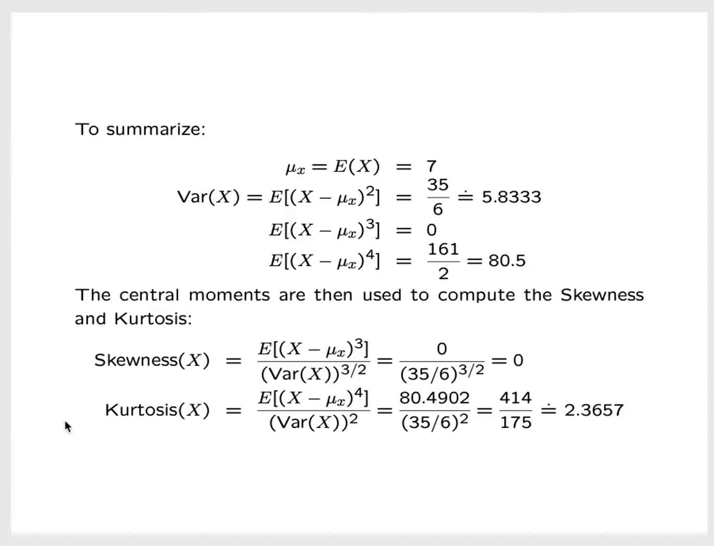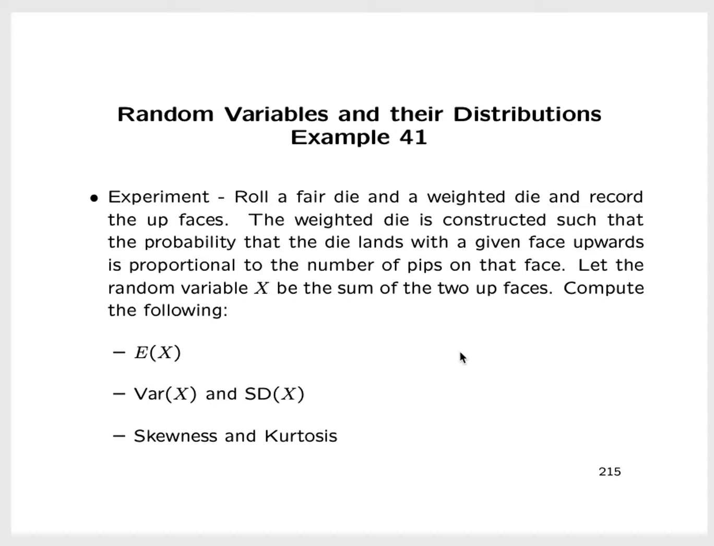All right, let's continue on looking at the next example, example 41. Roll a fair die and a weighted die and record the up faces. The weighted die is constructed such that the probability that the die lands with a given face upwards is proportional to the number of pips on that face. Let the random variable X be the sum of the two up faces. Then we want to compute the following: the expected value of X, the variance and standard deviation of X, the skewness and the kurtosis of the distribution of X.